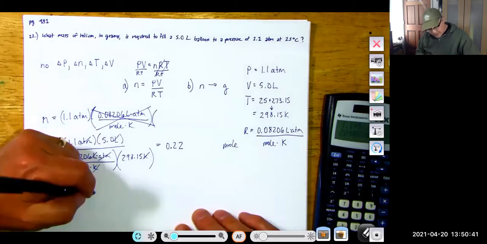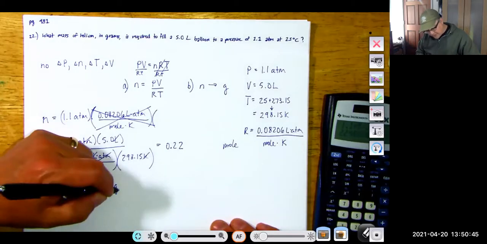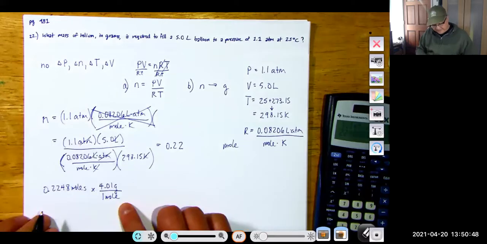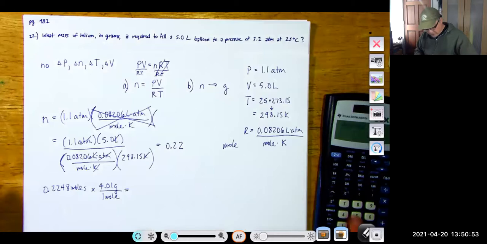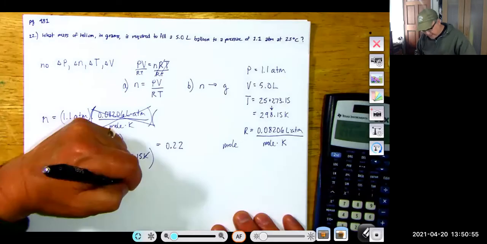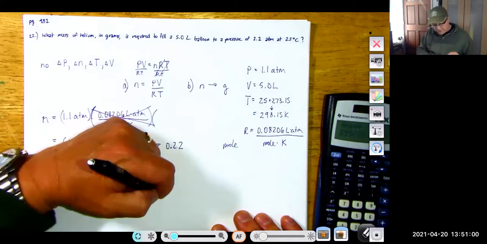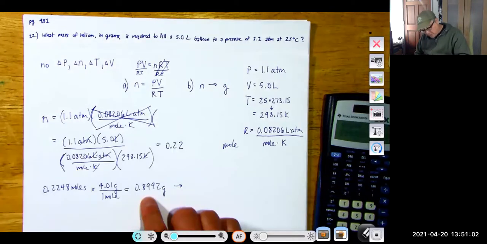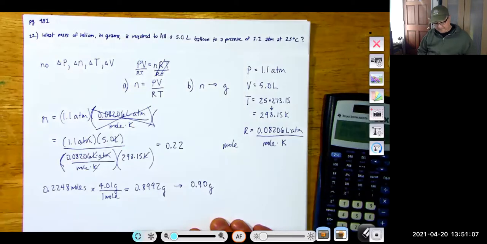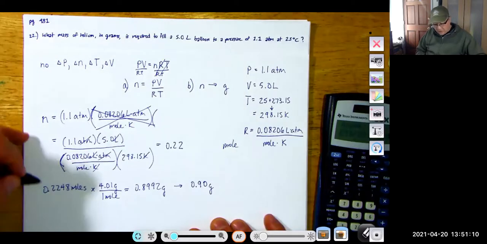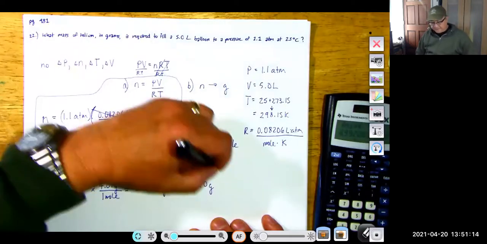And I'm going to multiply times 4.01 grams per 1 mole because that is the molar mass of helium. So now I get 0.8992 grams, which I'm going to round to 2 significant figures, which is 0.90 grams of helium. So I would like to see, of course, all of this as your work.